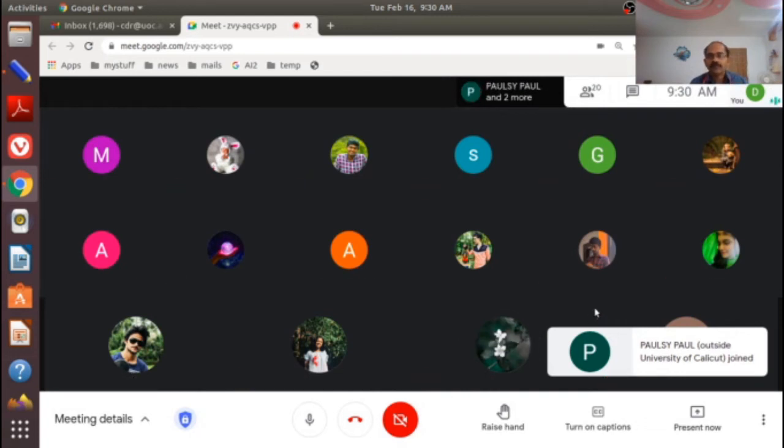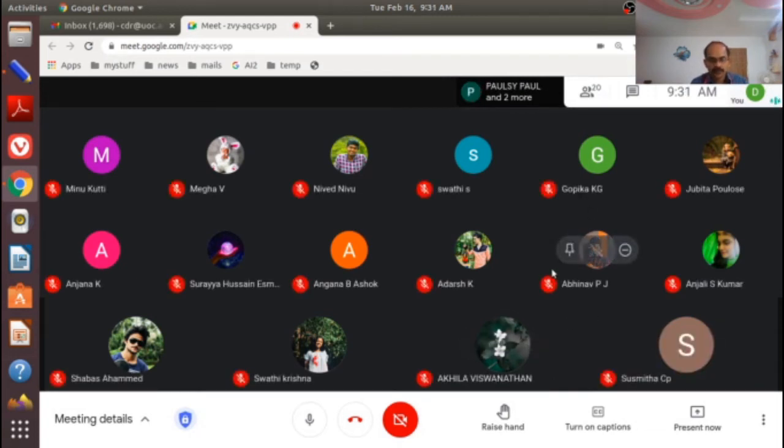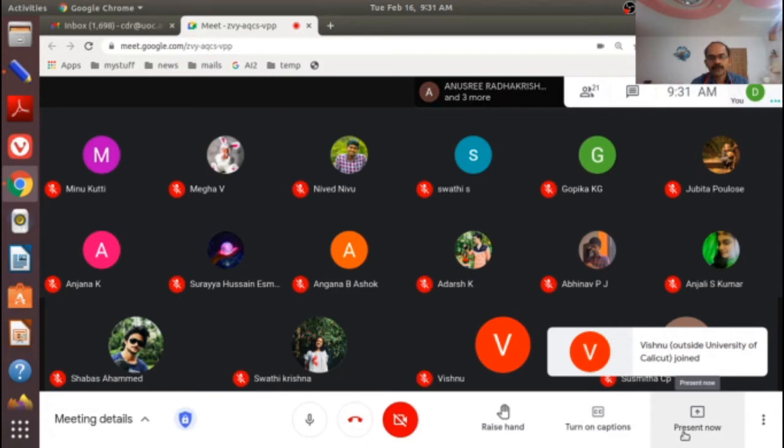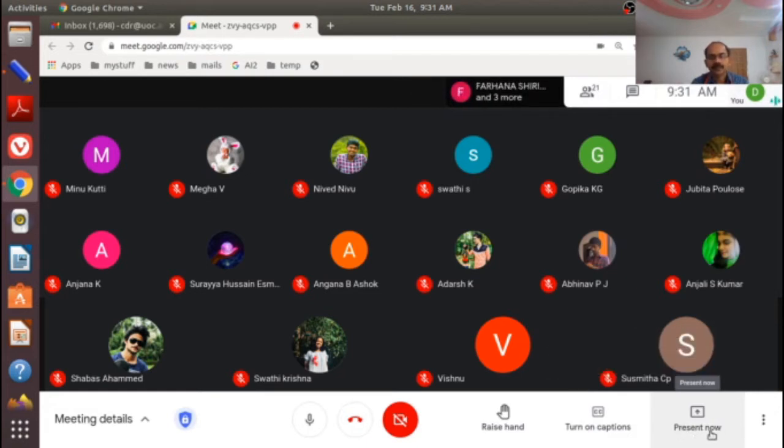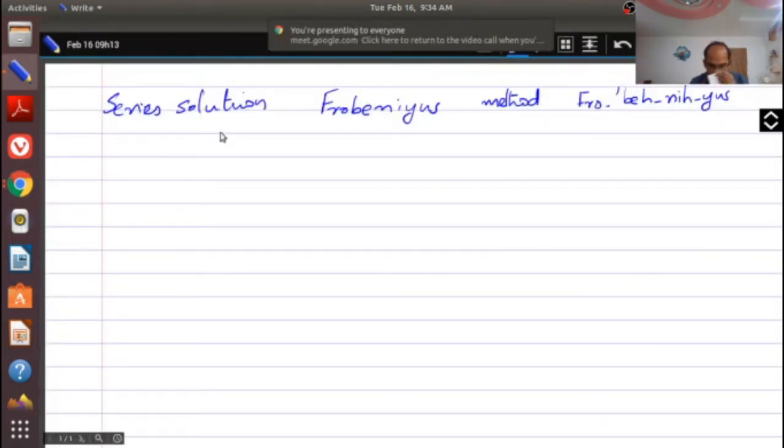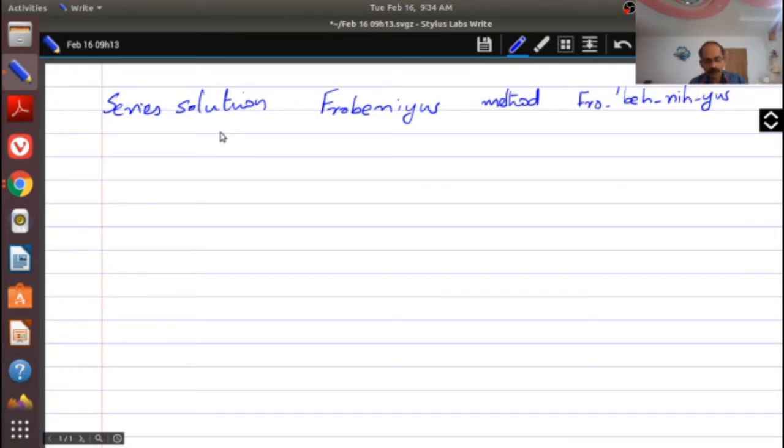Today what we will do is look for newer methods for solving second order linear differential equations. In the last couple of classes we were looking at solving this second order linear homogeneous differential equation by the separation of variables method. Today we will see a series solution, which is called the Frobenius method.